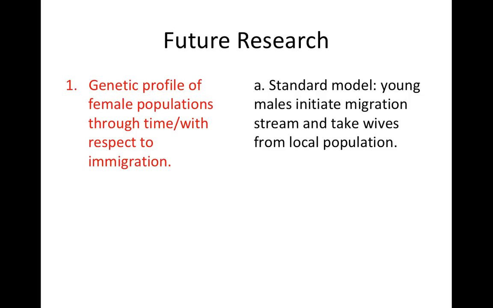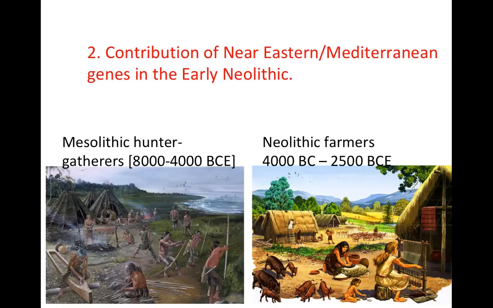I would have imagined that in the future, the first thing we need is a genetic profile of female populations through time. And with larger samples, we should start getting that. The standard model regarding migrations is that migrations are carried out by young males who take local females for wives, before you get a genetic stream of local females. And whether that is so or not will be determined by whatever Dan is up to.